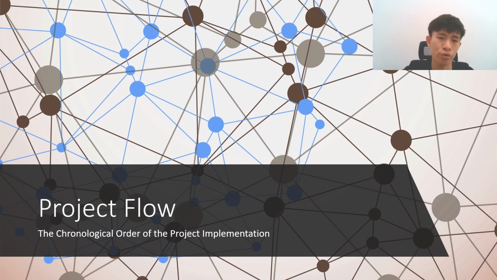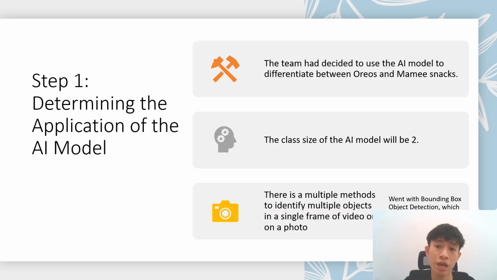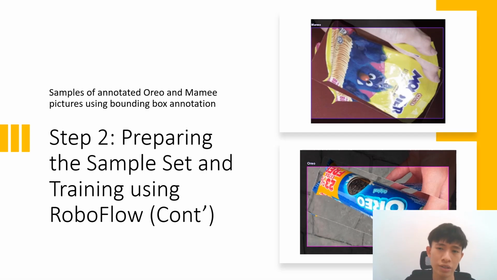Now here is how our whole project flows. Our team has decided to use an AI model to differentiate between Oreos and Mamee snacks, which means it has two classes. Here is a sample of our annotated dataset. At the top is Mamee, at the bottom is Oreo. Both are with bounding box and transformation applied.